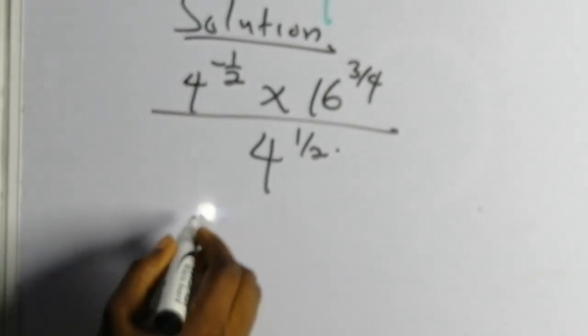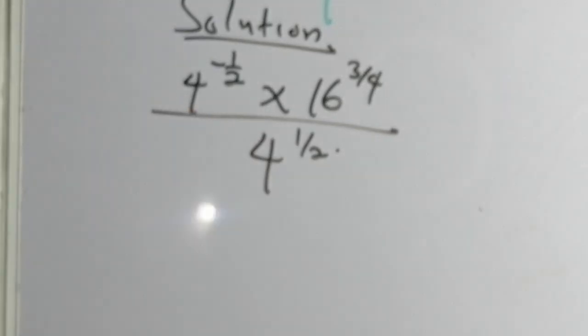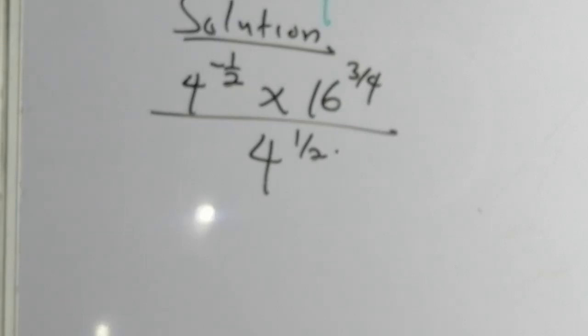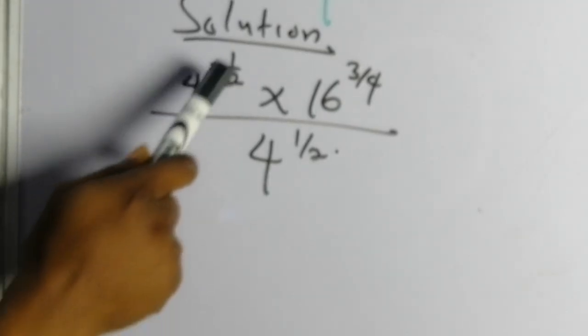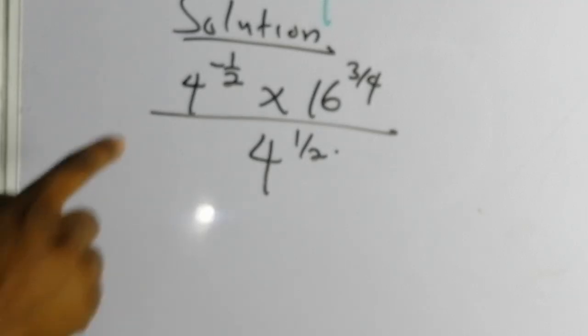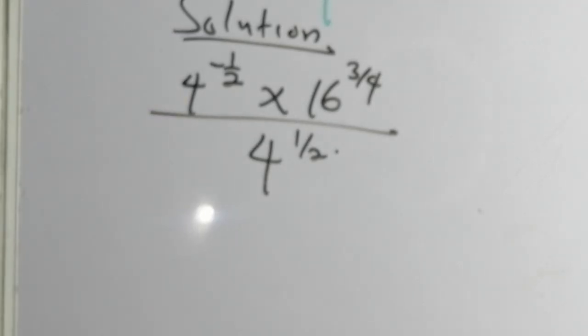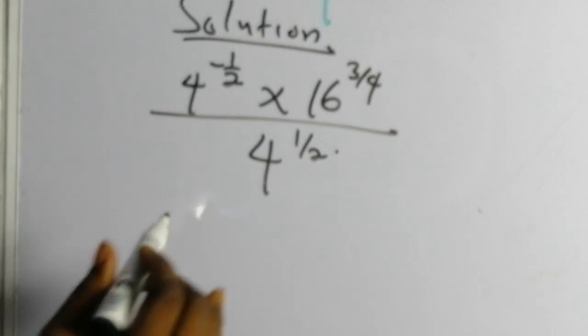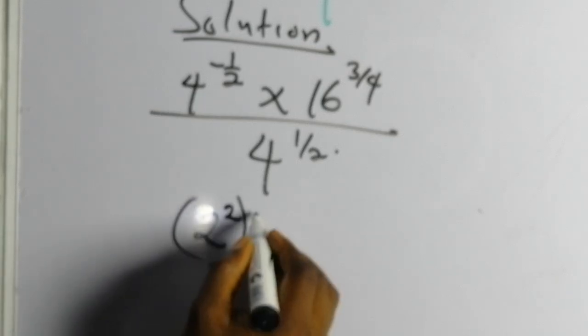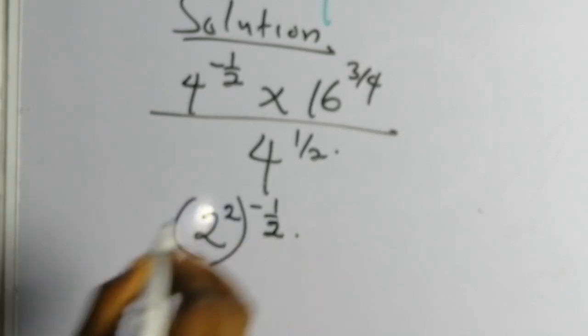If you look at it very well, this is 4, this is 4, this is 16. So there must be a base that combines all of them. If you cannot see any, leave it as it is, but ensure you simplify to the lowest. Here, what can I multiply 2 times to give me 4? That is 2, 2 times 2 is 4. This is the same thing as saying 2 raised to power 2 all over minus power half.